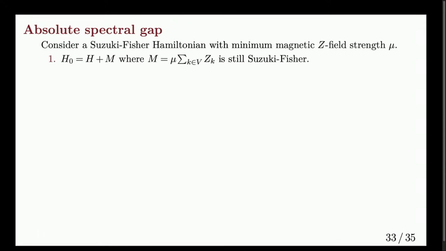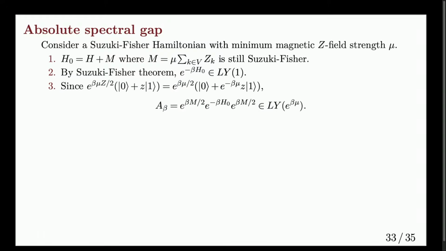And we're going to answer the question now of how do I go from Lee-Yang radius 1 to strictly greater than 1? Well, I'm going to consider this Hamiltonian, where I've now added a uniform Z field. I've taken the strength of the field to be mu, where mu is the minimum magnetic field strength in my original Hamiltonian. This is the largest possible field that will not take me out of the Suzuki-Fisher class, okay? That's why I choose this. And now, since I'm in the Suzuki-Fisher class, I have Lee-Yang radius 1 for this Gibbs state.